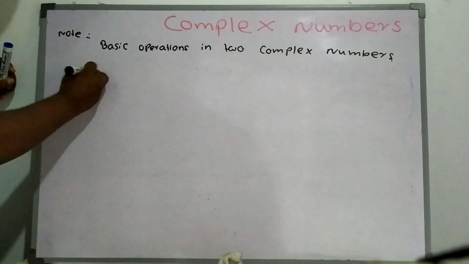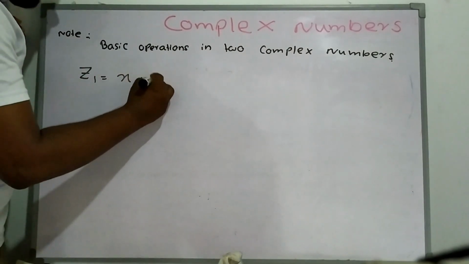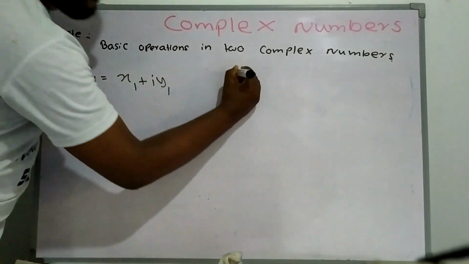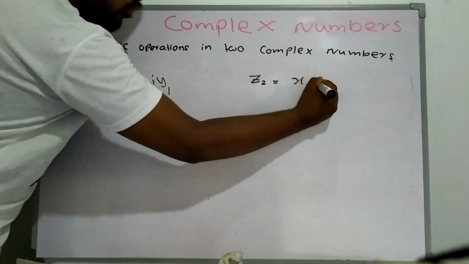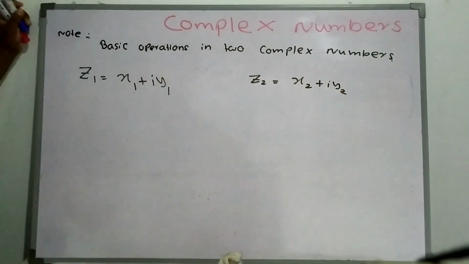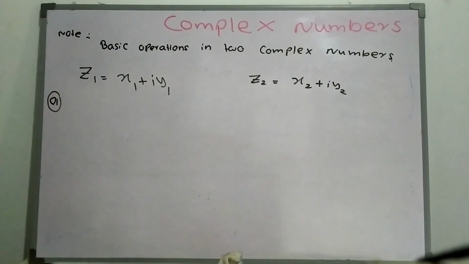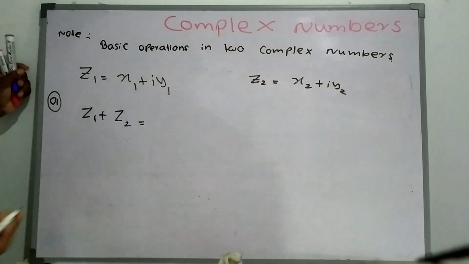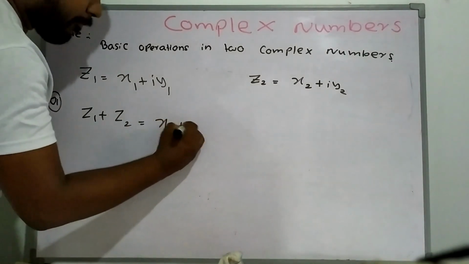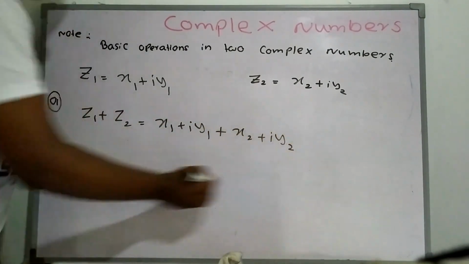Assume z1 is a complex number, x1 plus iy1. z2 is another complex number, x2 plus iy2. As the first one, I am just considering the addition of these two, z1 plus z2: x1 plus iy1 plus x2 plus iy2.